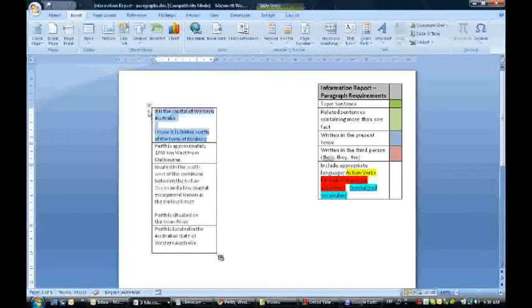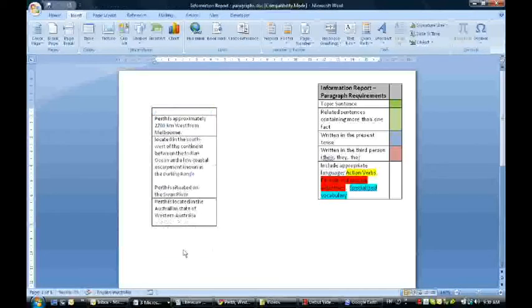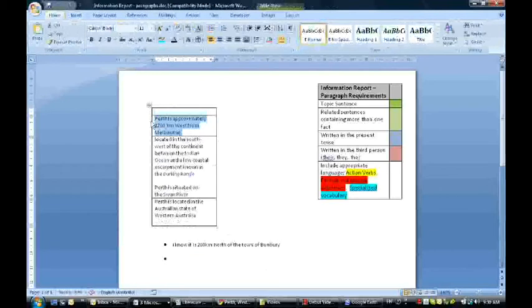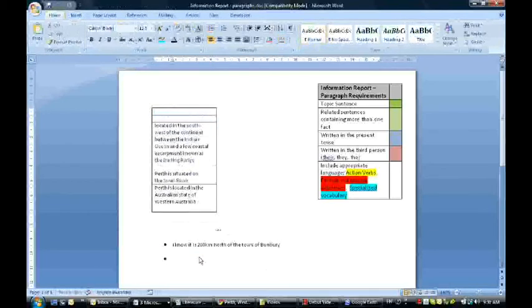I don't want my information in a table. I'm going to put it in point form. The reason why I'm going to do this is so that I can decide which information is most appropriate and how I'm going to order my information inside the paragraph. I'm going to pop all my information in points.